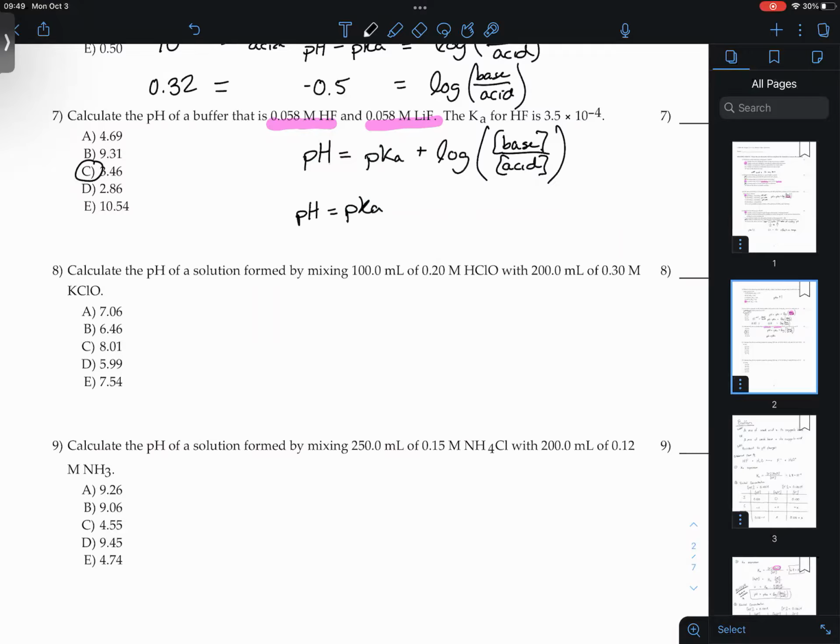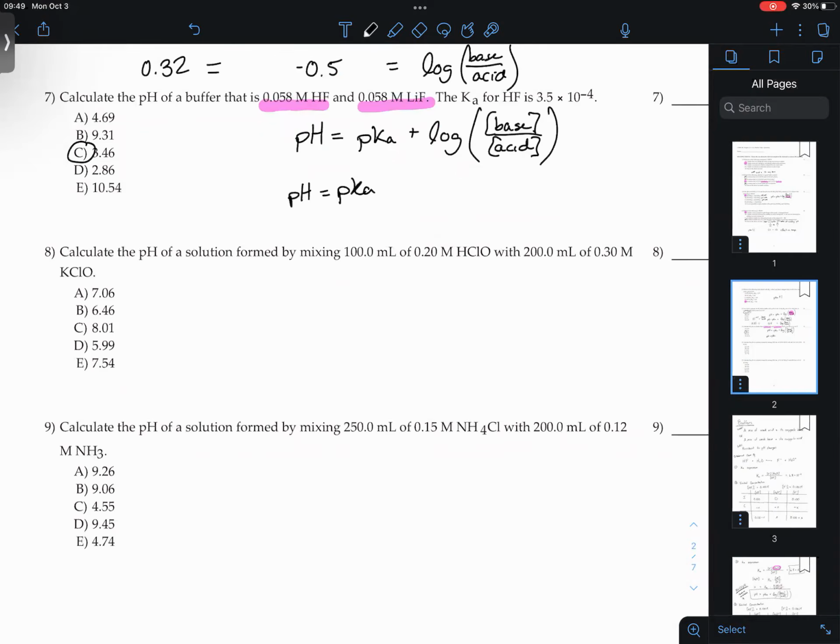All right. So now for this next one here, this is the last one we're going to have time for, although it's incredibly similar to the one below it. So I'm confident if we can do 8, we can do 9 as well. All right, so let's look at this. Calculate the pH of a solution formed by mixing 100.0 milliliters of 0.2 molar chloric acid with 200 milliliters of 0.03 molar potassium chlorate. I guess that's how we'd say that.